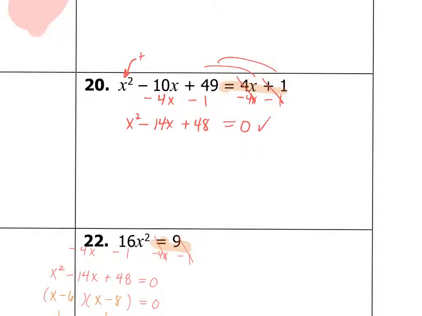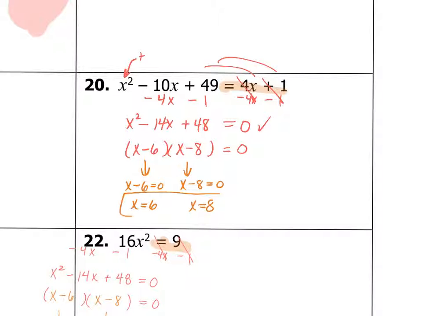Now we're going to factor the quadratic on the left side. Factors of 48 that make 14: x minus 6, x minus 8. Set each of these equal to 0 and find the x values. So x is 6 and x is 8, so those are the two roots, two x-intercepts. So this was an example where we had to set it equal to 0 first.